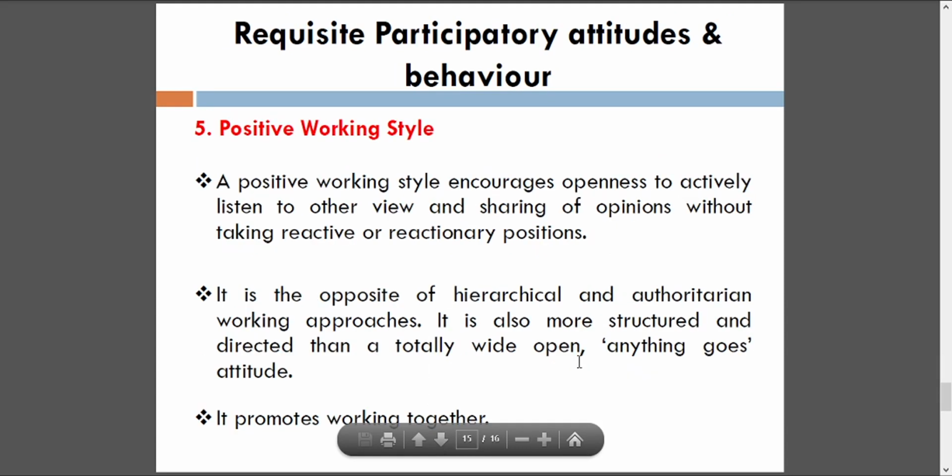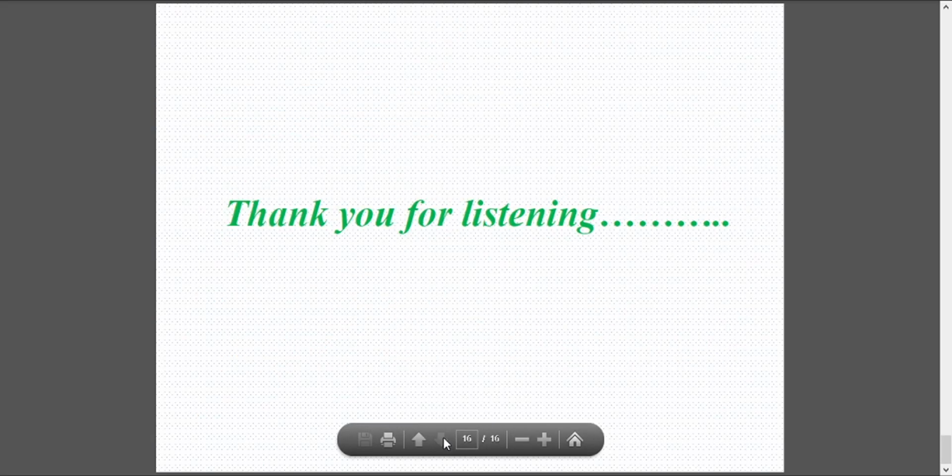And then the fifth one is positive working style. We see that a positive working style encourages openness to actively listen to other views and sharing of opinions without taking reactive or reactionary positions. So this working style is opposite to the hierarchical and authoritarian working approaches, but we also see that it is structured. So this style therefore promotes working together.